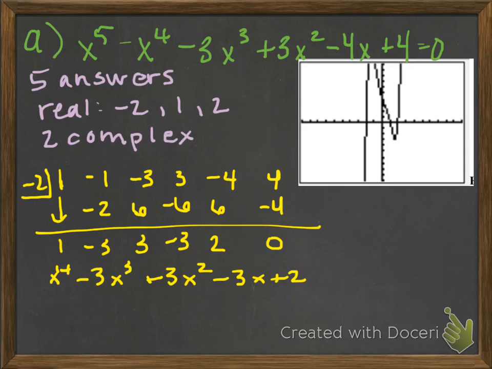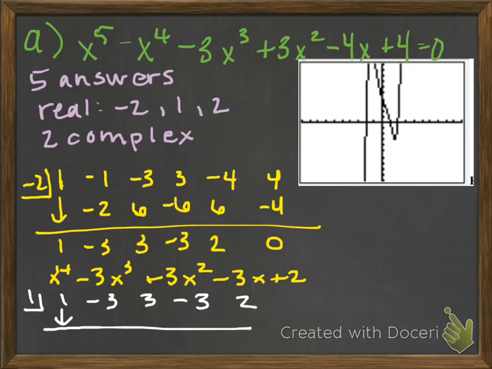And now what we're going to do is synthetic again, but now I need to pick a different zero. I've done synthetic with -2, so -2 is out of the running. So I'll do synthetic with the 1 next. We list our coefficients. Notice I'm not going back to the original coefficients. I'm using the new ones because the goal is to bump us down a degree each time.